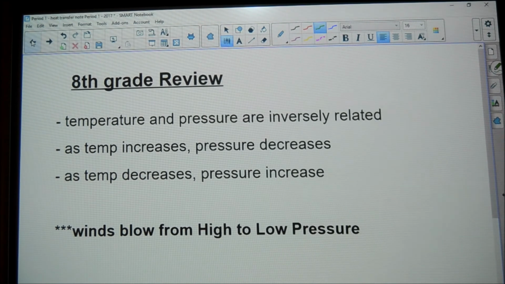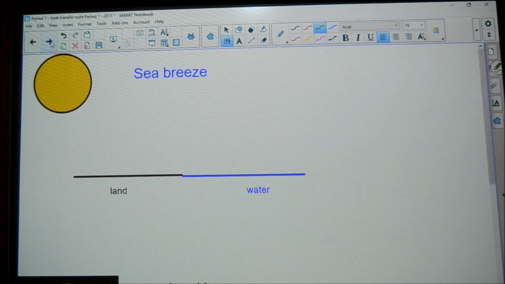Also important for you to know, winds blow from high to low pressure, high energy to low energy, all right? So blowing from high pressure to low pressure, like I said, is going to tie forward to your meteorology. This is your foundation. All right, we need to talk sea breeze and land breeze. I need you going back.